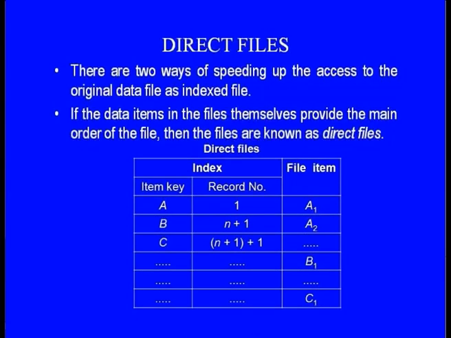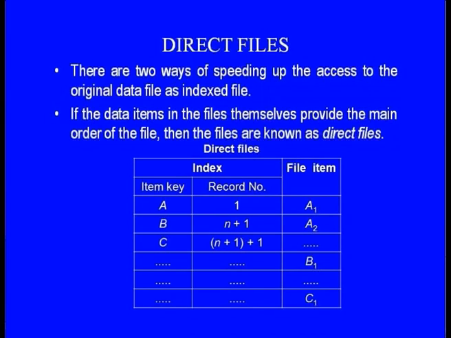In the index files, we can have another procedure of data storage in the form of direct files. So, this is one of the ways of speeding up the access to the original file data, which is an index file. If the data items in the files themselves provide the main order of the file, then these files are known as direct files. The table below shows a simple structure of a direct file, wherein in the index we have the item key and the record, and corresponding to that it has the file item.